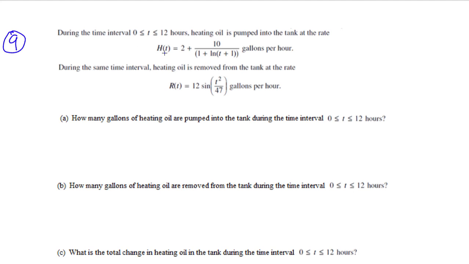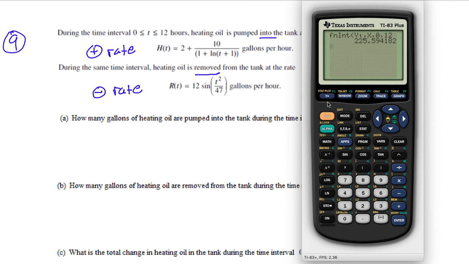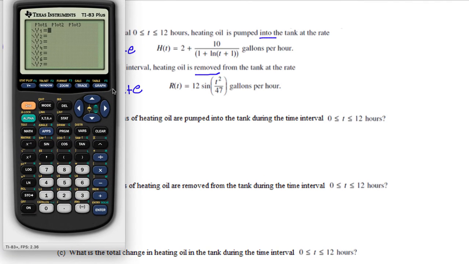Oh, we have a positive and negative rate. So pumped into, that's a positive rate. And removed, that's a negative rate. So let's punch these both into our calculator. Maybe punch is an inappropriate word. Let's type them politely into our calculators.